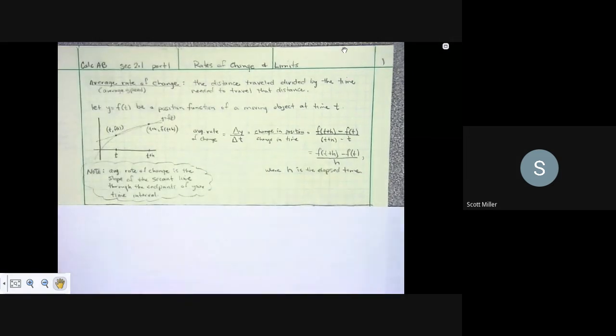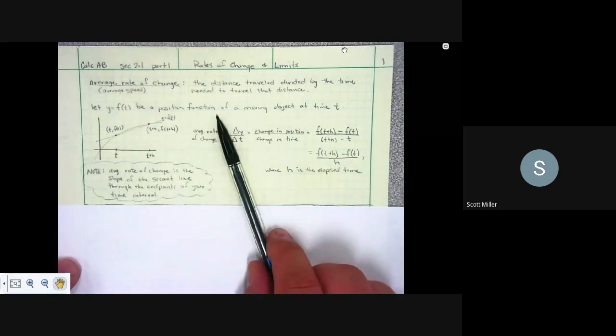So what is an average rate of change? Well, it is basically the distance traveled divided by the time that you need to travel that distance. This is what you do when you're in a car and you're traveling to grandma's house or wherever you're going. If it's 300 miles away or you're going to the coast, it's 300 miles away, you can get there in 6 hours. Then your average speed is 50 miles an hour. So how does this look mathematically?